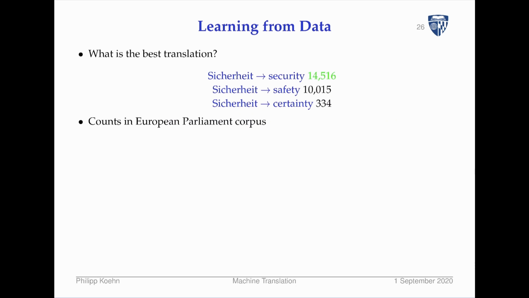Here are the counts of how often the word has been translated in different ways in a corpus of texts from the European Parliament. There we can see the word Sicherheit was translated 14,000 times as security and 10,000 times as safety, and relatively rarely as certainty. So just based on these statistics, if we don't know anything else, we should probably go with security, and then we are right most of the time. Not always, but we're going to be right more often than going with the other word choices. This is the easiest way to apply these statistics.